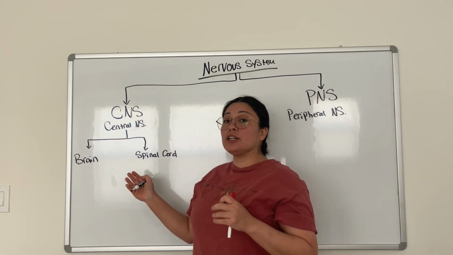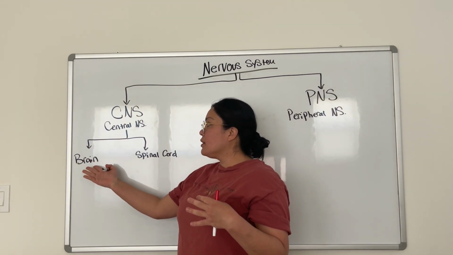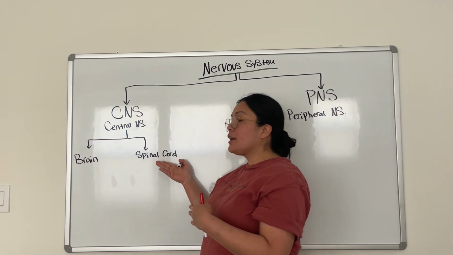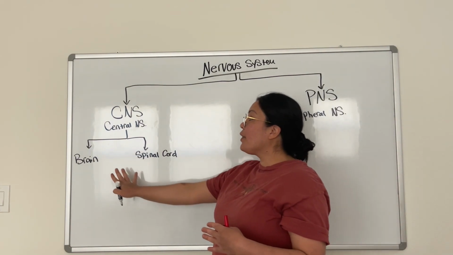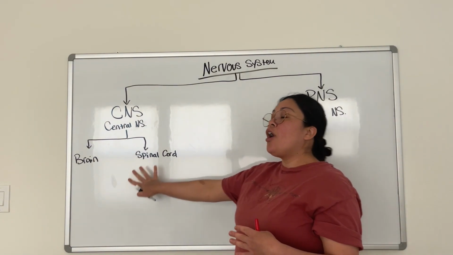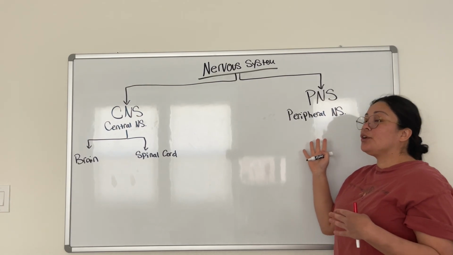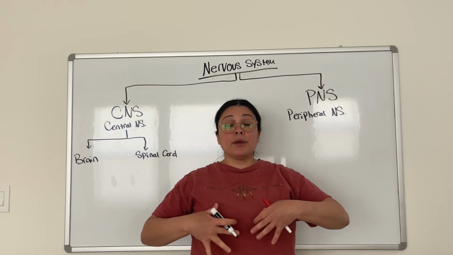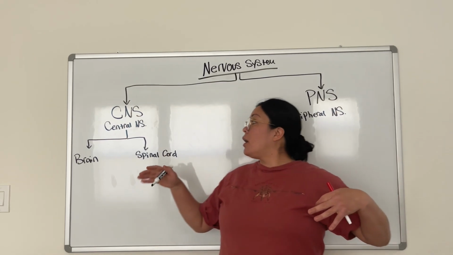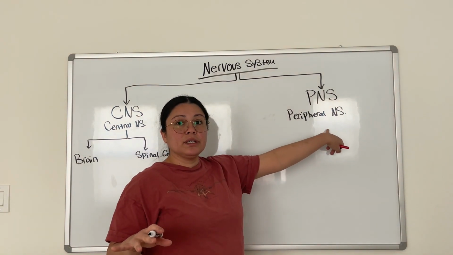And of course, this includes all of the nerves that are in the brain and spinal cord, like your cranial nerves and like your spinal nerves. Everything else that is not within the brain and the spinal cord is going to be your peripheral nervous system. This is all of your nerves in the rest of your body, in your arms, in your legs, branching off of your CNS. These are all your peripheral nervous system.